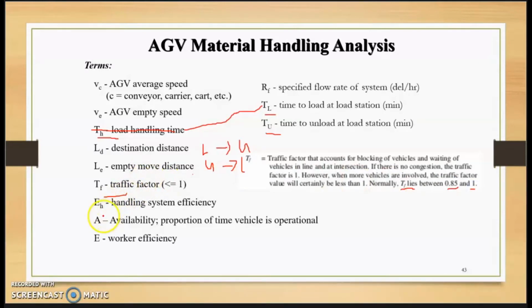Then we have the handling efficiency, availability, and the worker efficiency. This is how efficient the worker or the operator is at performing the loading and unloading of materials from the AGV to the station. Next we have the RF, which is a specified flow rate of the system. The unit is deliveries per hour.